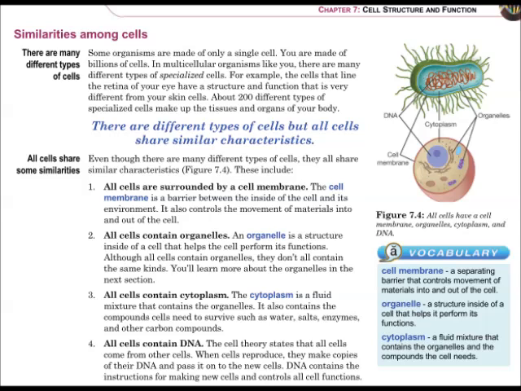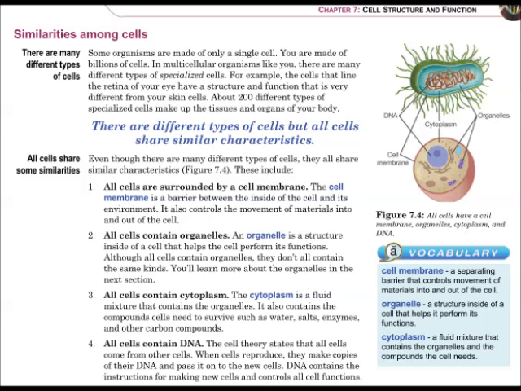2. All cells contain organelles. An organelle is a structure inside of a cell that helps the cell perform its functions. Although all cells contain organelles, they don't all contain the same kinds. You'll learn more about the organelles in the next section.